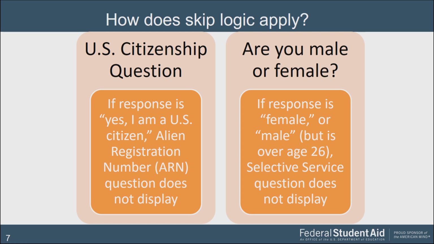Another example is for the male-female question. If you say that you're female, or if you say that you're a male, but based on your date of birth, you're over 26, we're not going to ask the selective service question. So depending on how you answered, if you answer you are male and based on your date of birth, you're under 26, we are going to show that selective service question. So it's a way, once again, for us to have a slightly different path through the application depending on the data the user is providing to us.